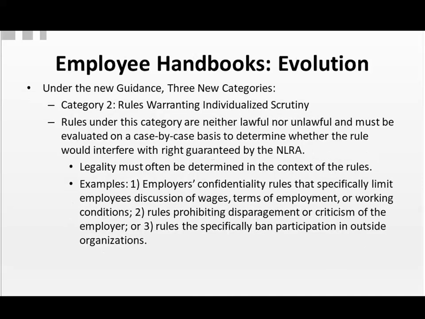The second category, Rule 2, is rules warranting individualized scrutiny. So there's going to be the second category where the rules per se may not be a violation, may not be a problem, but the way you've individualized this to your organization or to specific employees may be. So rules under this category are neither lawful nor unlawful and must be evaluated on a case-by-case basis to determine whether the rule would interfere with the rights guaranteed by the National Labor Relations Act. So these are now things that they're not automatically going to say you can do it or you can't do it. It's going to be individualized. So you're going to get individual employees filing these types of claims.